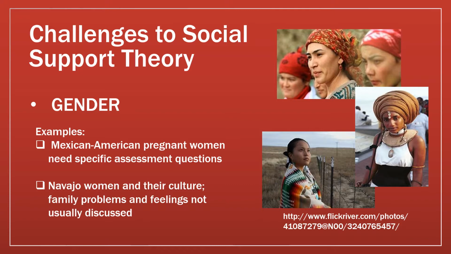So for example, we have Mexican American pregnant women. This is a certain type of population that actually needs specific assessment questions with regards to social support. The dynamics between the family members may be very different from other families. For example, a Mexican male is expected to provide for his family financially, whereas women are expected to take care of the children and run the home, but in many households, both adults work.